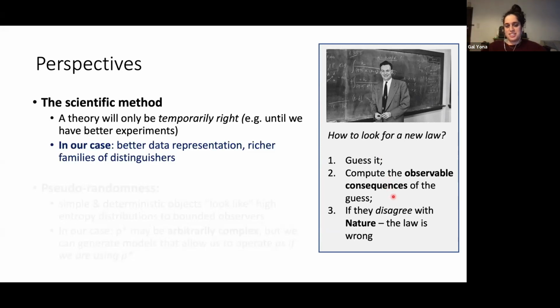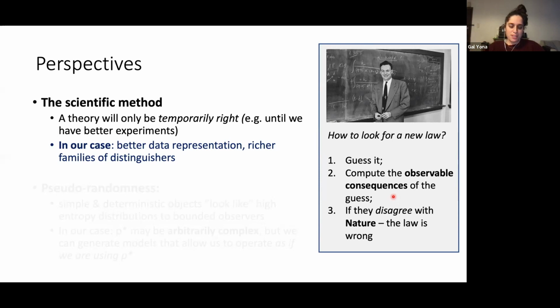And first of all, this suggests that a scientific theory will only be in the status of being temporarily right, until we have, I don't know, better telescopes and we can see in which ways the observable consequences differ from nature. But this is very similar to the perspective that I'm presenting here, in the sense that maybe a predictor looks to be outcome indistinguishable as far as my current data representation or my current distinguisher class, but maybe in the future I would have better data representations or more computational resources, and I actually would be able to find ways in which this predictor differs from the outcomes that are generated in nature.